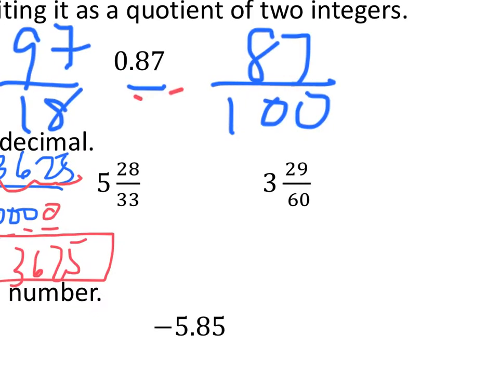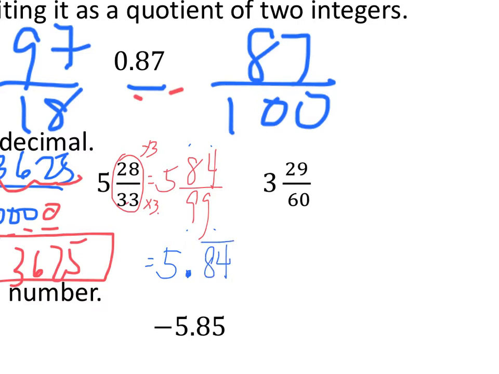So here we have this mixed number, and we could use the little trick. My goal is to avoid division if possible. Times 3, times 3. So 28 times 3 is 84. 33 times 3 is 99. The number of digits in the numerator equals the number of digits in the denominator. Okay, satisfy that rule. So your answer would be 5.84 with 84 repeating.